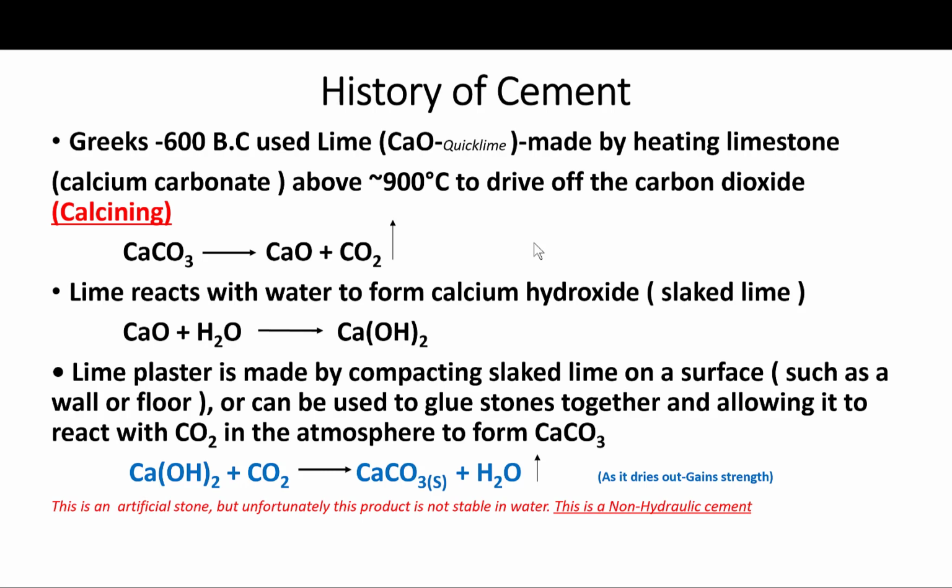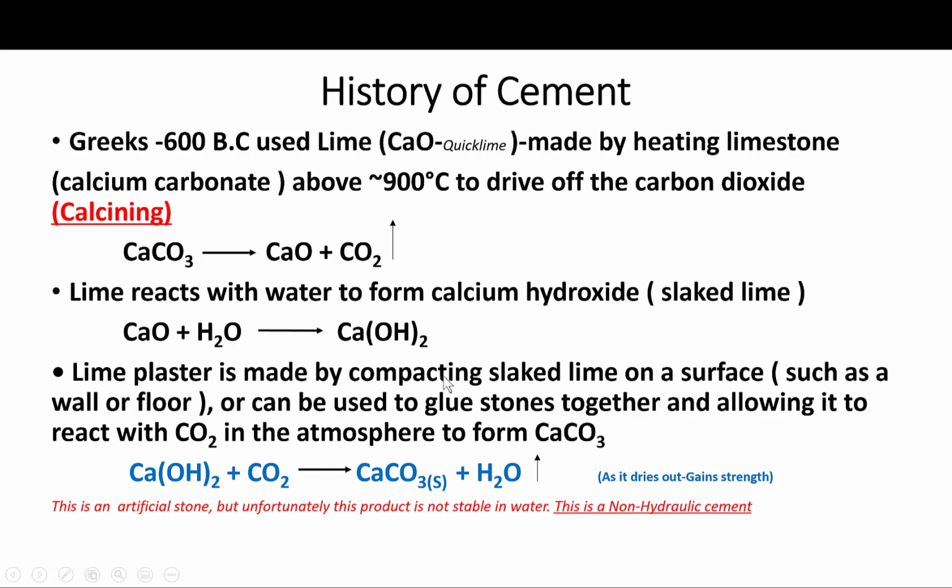Again, on reaction with water, this quicklime will form a product called slaked lime, calcium hydroxide. This is a slurry material, basically. Lime plaster is made by compacting slaked lime on a surface such as a wall or a floor, or it can be used to glue stones together, allowing it to react with the CO2 in the atmosphere to form calcium carbonate.